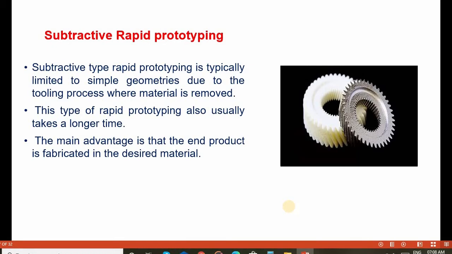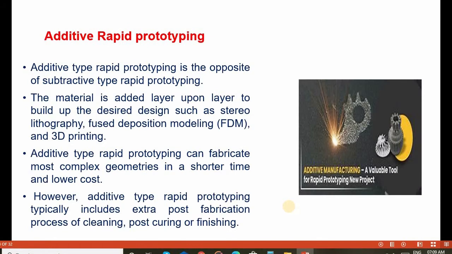This is subtractive rapid prototyping. The subtractive type is typically limited to simple geometries due to the tooling process by which the material is removed. This type of rapid prototyping also usually takes a longer time. The main advantage is that the end product is fabricated in the desired material.